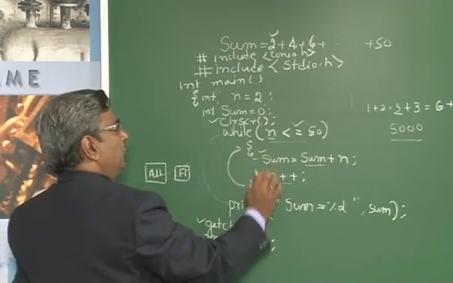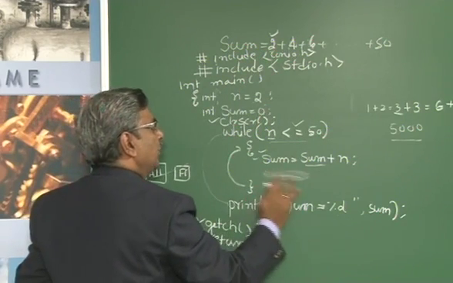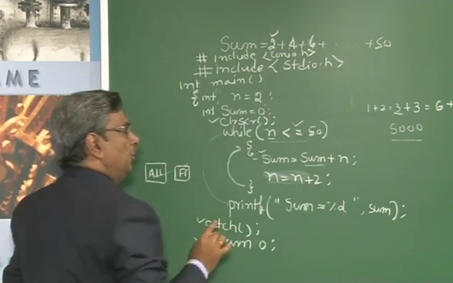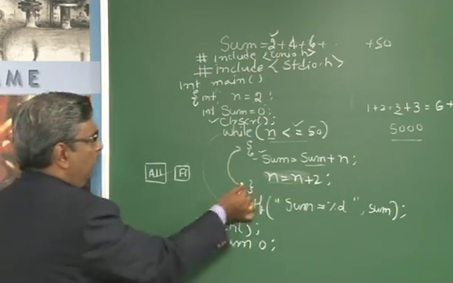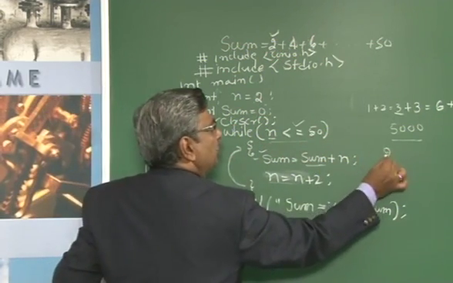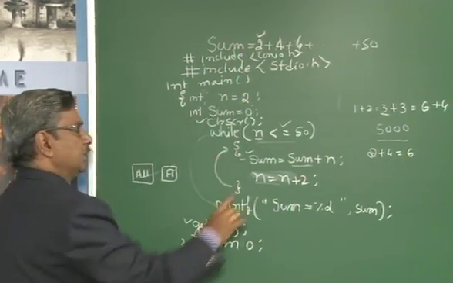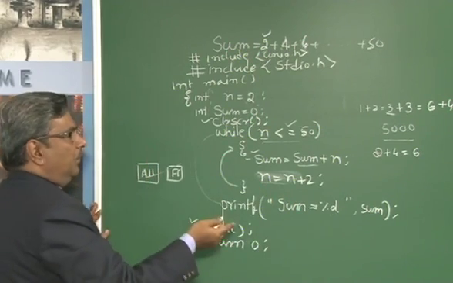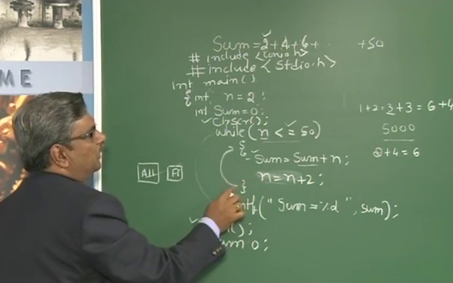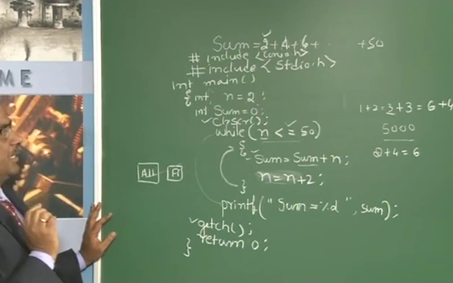Now, instead of n plus plus, where 2 becomes 3, you can also use n is equal to n plus 2. Now, 2 becomes 4. Control goes back, 4 is less than 50, yes. So, whichever the previous value is there, 2 plus 4, 6. Now, you got the result. n becomes 6, previously it was 4, now it becomes 4 plus 2, 6. So, this process repeats until the n less than or equal to 50 condition is satisfied.